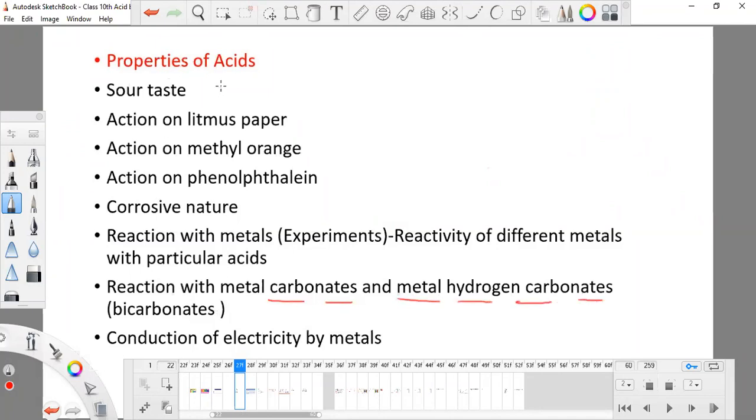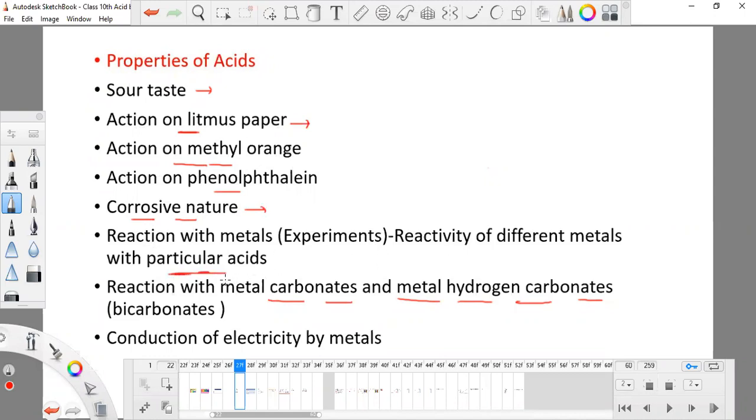What have we studied till now? We studied acid tests. We know how acids change litmus paper, and we know the action of acids with methyl orange and phenolphthalein. We studied whether they change color or not. Acids are corrosive in nature, they can corrode or melt any surface, so they have to be kept in glass bottles. We studied reactivity with different metals.